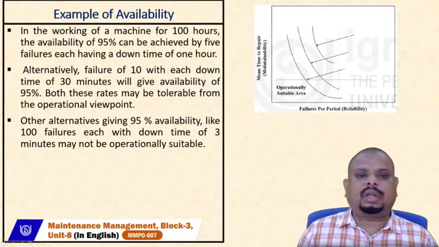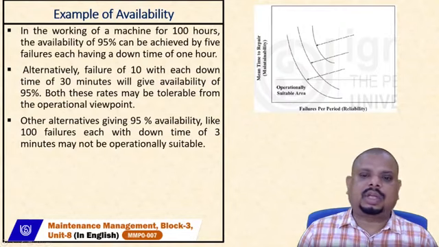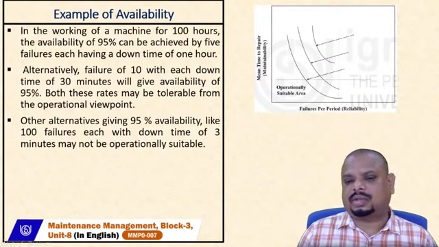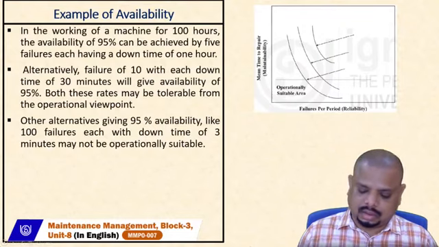Whenever you go for availability of any machine and components, you must go for what is known as a tolerable range, which is suitable from the operational viewpoint. And if it is not suitable from the operational viewpoint, in that case you have to go for maintainability as well as reliability. That means mean time to repair, and try to reduce the percentage of failures per period.